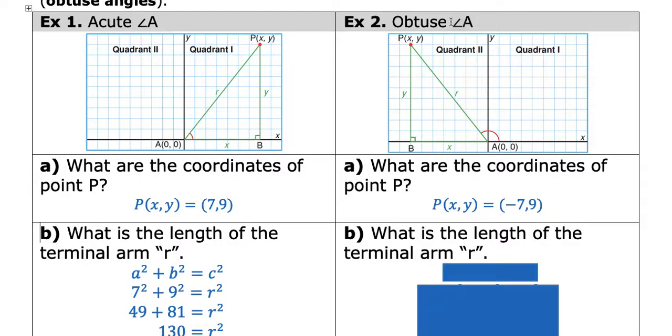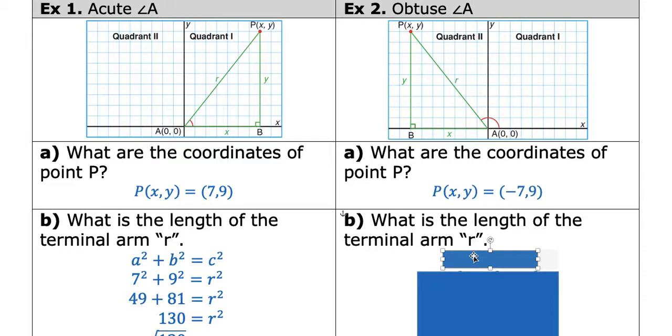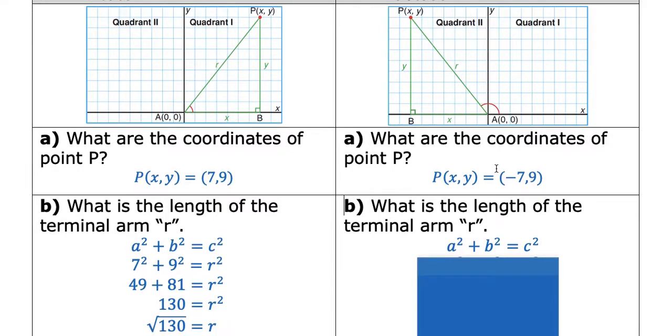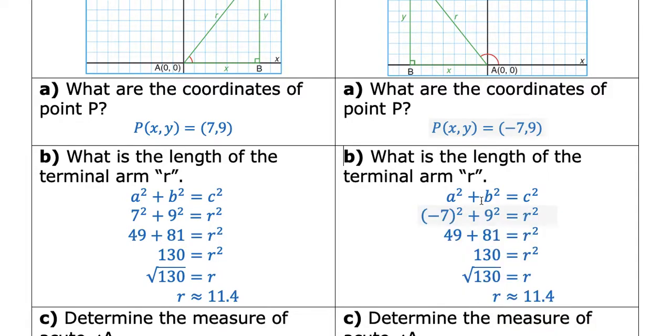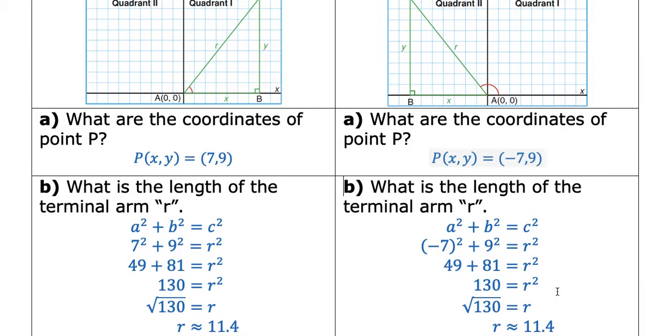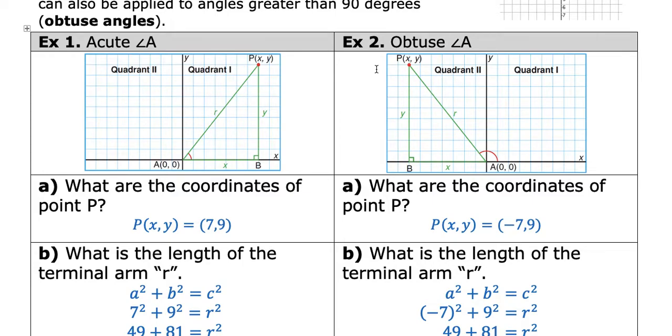Next, for the obtuse case, we're still going to use Pythagorean Theorem because we have two sides of the triangle known, but the hypotenuse is unknown. So the only difference is that the x component is negative, and that's not going to affect our situation here. Our terminal arm will always be a positive value. So that negative 7 is squared, and a negative number times itself will produce a positive product. So we'll solve in a similar manner and get the same result. So these are mirror images of one another.